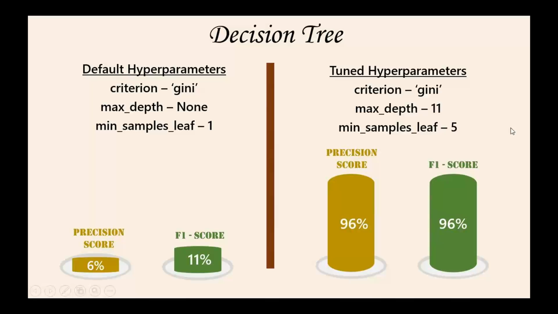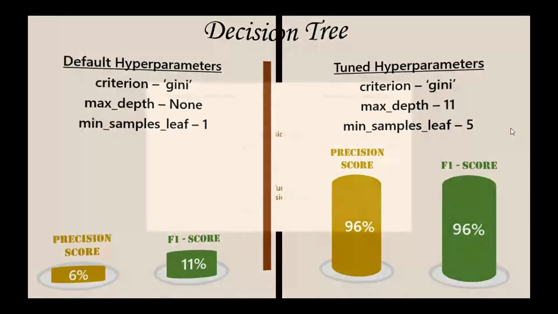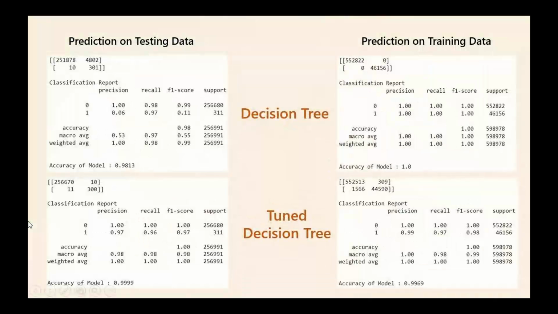Now comes the question: while we implemented the original decision tree, has it overfitted or not? To check on this, we predicted on the training data as well. From here, you can clearly see that the original decision tree, where we did not tune anything and just passed the parameters as they are, did well on training data, with an accuracy of 100%, but on testing data the precision score and the F1 score are 6% and 11% respectively. So clearly it shows that the original decision tree is overfitted.